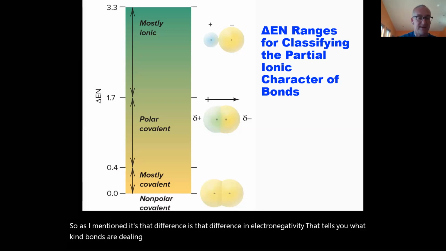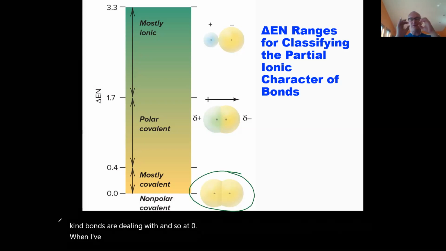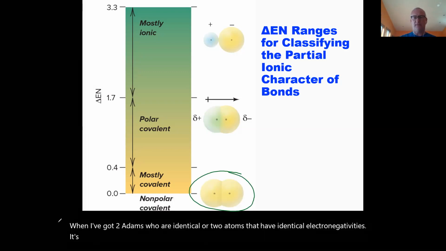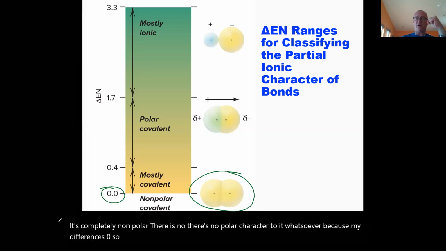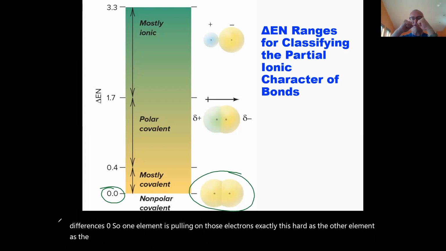And so at 0, when I've got 2 atoms who are identical, or 2 atoms that have identical electronegativities, it's completely nonpolar. There's no polar character to it whatsoever, because my difference is 0. So one element is pulling on those electrons exactly as hard as the other element is. Those atoms are pulling on those electrons evenly, so they're evenly distributed.